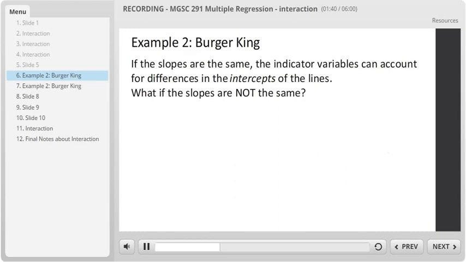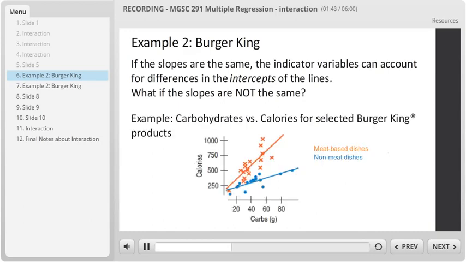What if the slopes are not the same? Let's compare carbohydrates and calories for selected menu items from Burger King restaurants. Notice that when we look at a scatter plot of the fitted lines for the two groups, meat-based dishes and non-meat dishes, the lines are not parallel. In other words, they have different slopes. How does this impact a regression model with an indicator variable for type of dish?